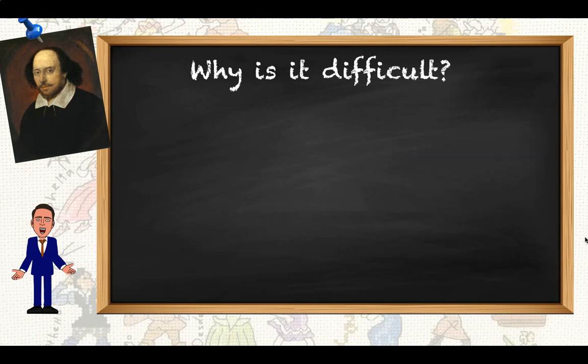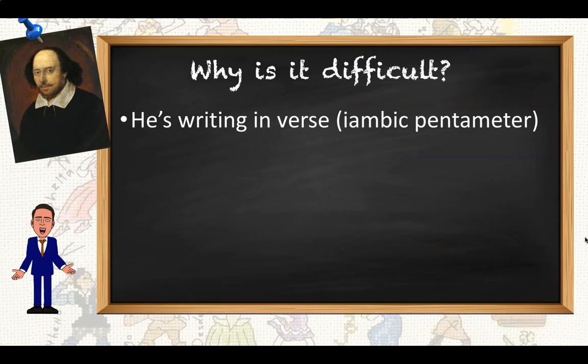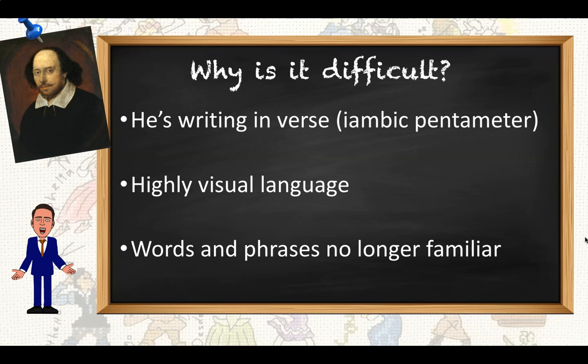We've seen in this video that the difficulties of Shakespeare's language come from the fact that he's really writing in verse, and so he has to change the order of his words often to fit the meter. It's also a highly visual language, and some of the language he uses has simply fallen out of fashion and it's not something we're familiar with anymore.